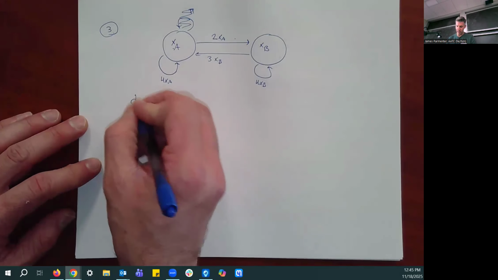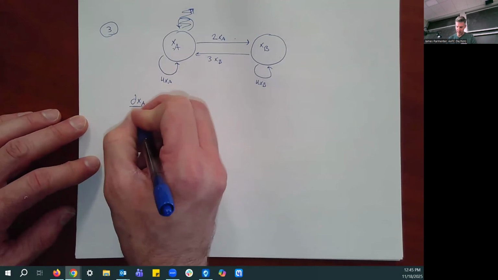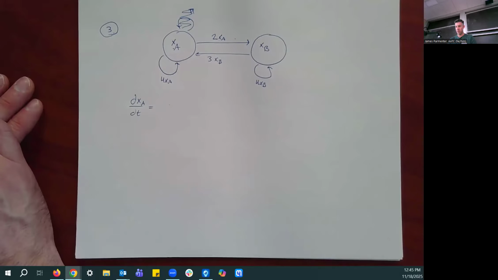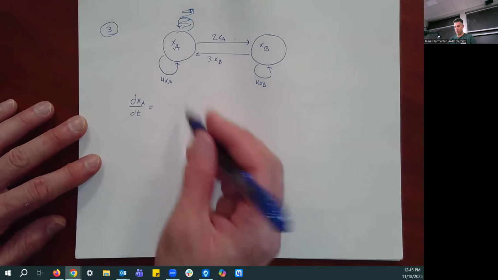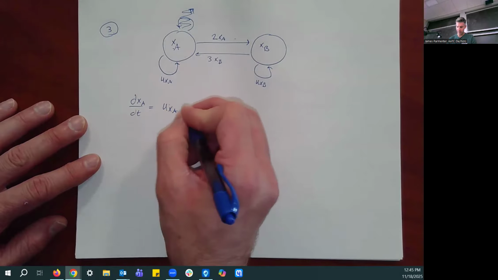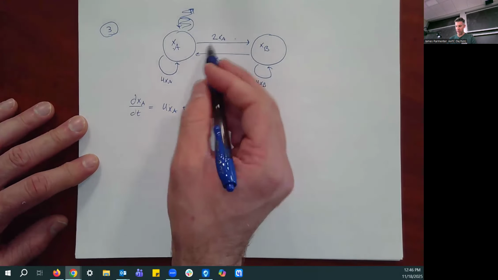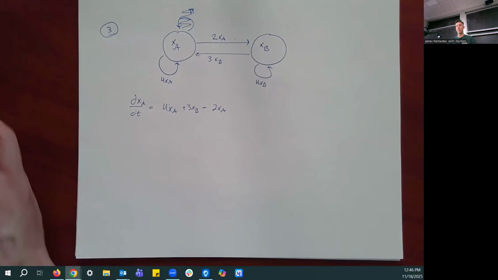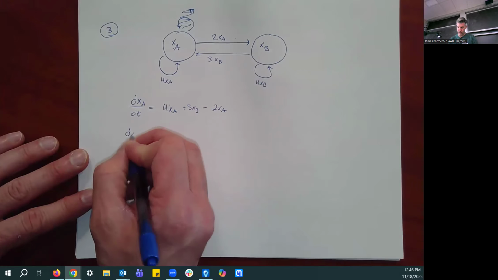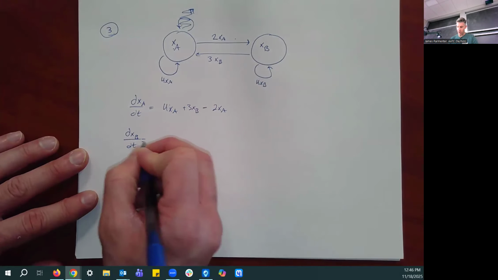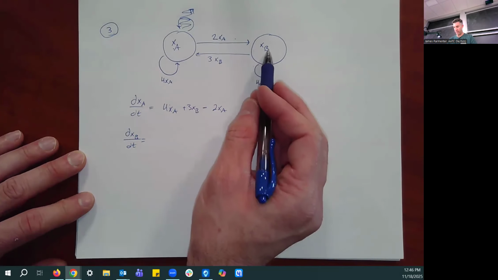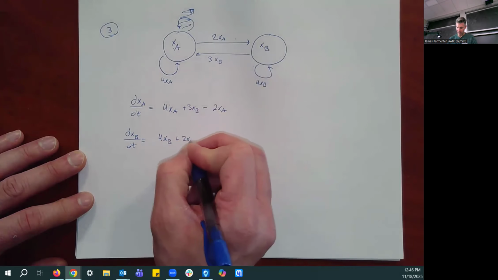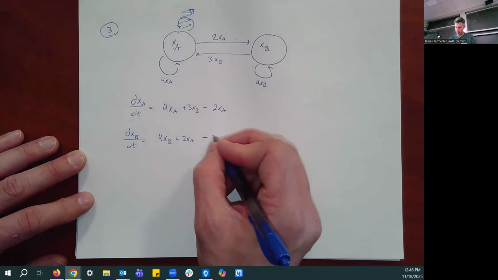So let's see. Our dXA/dt would be, well, let's see. What's coming into XA? We have 4 times XA, we have 3 times XB. What's leaving out of XA? 2 times XA. We'll simplify this in a moment. Similarly, what's happening with XB? Well, we have 4XB going into XB and 2XA going into XB. So 4XB plus 2XA, and we're losing 3XB.